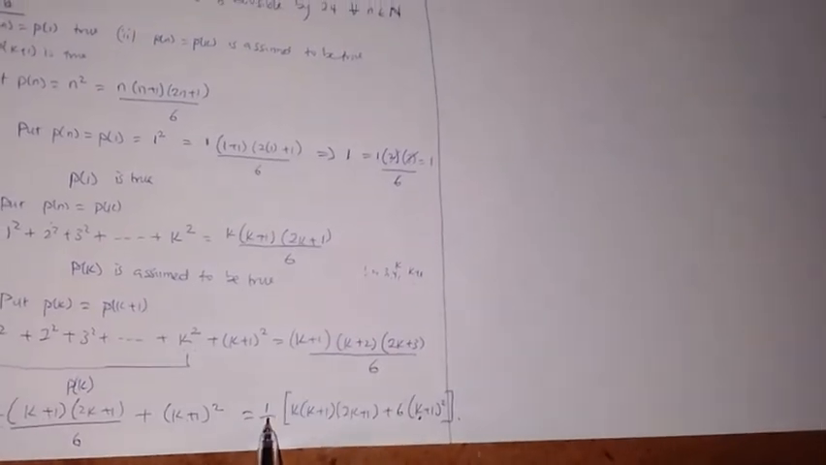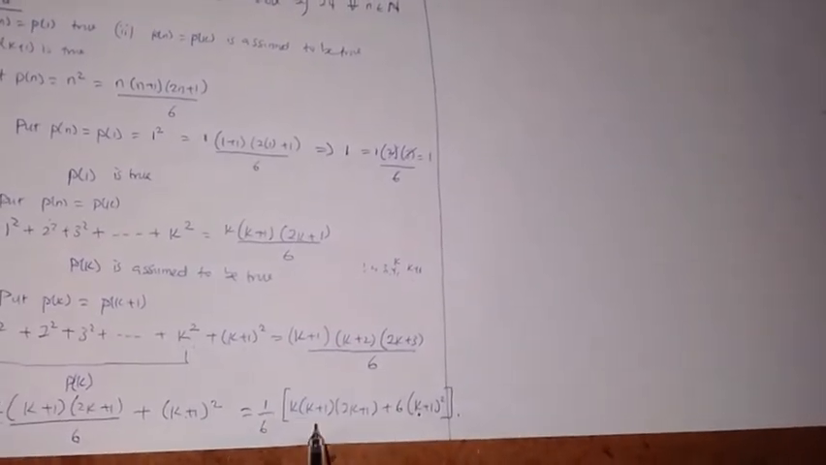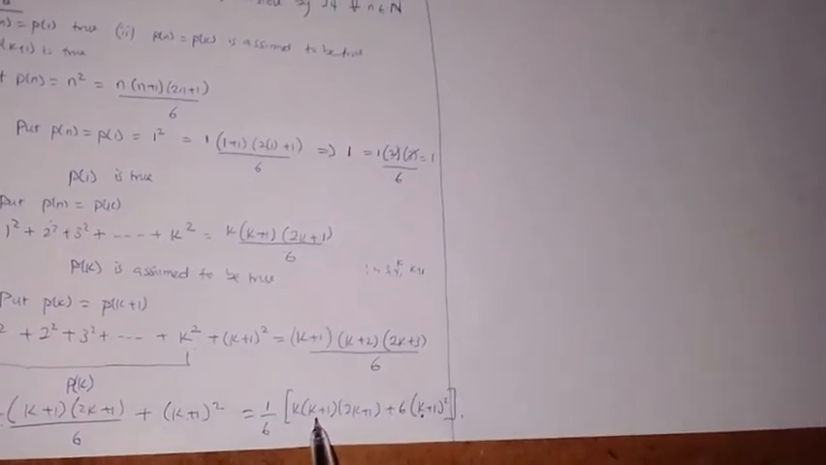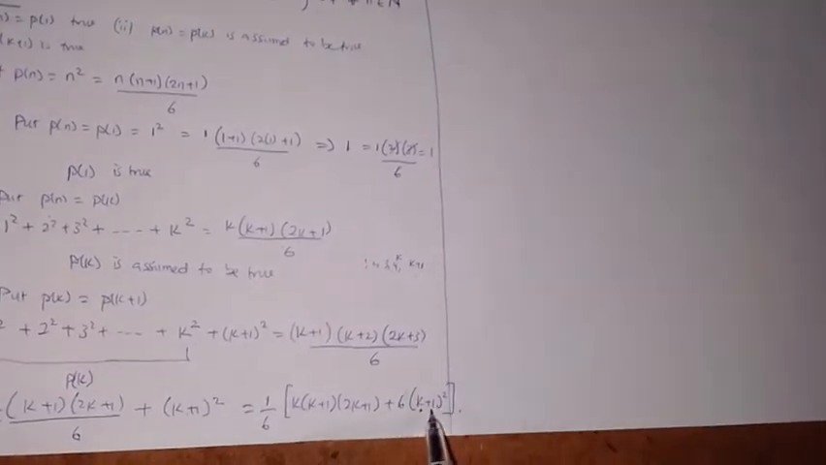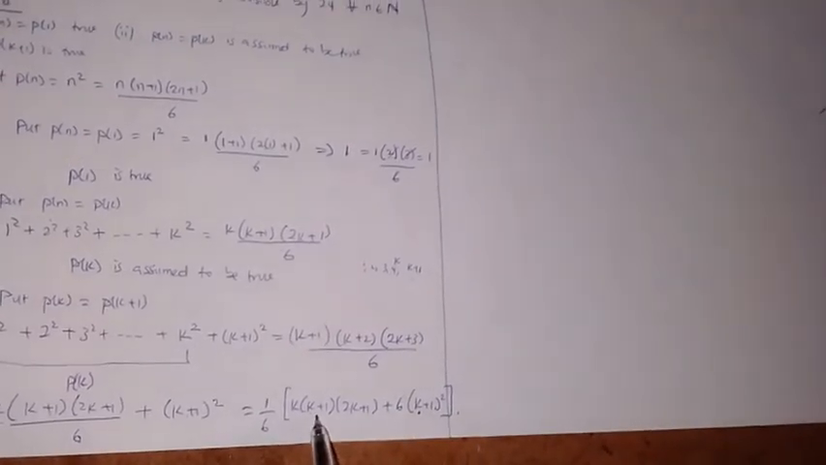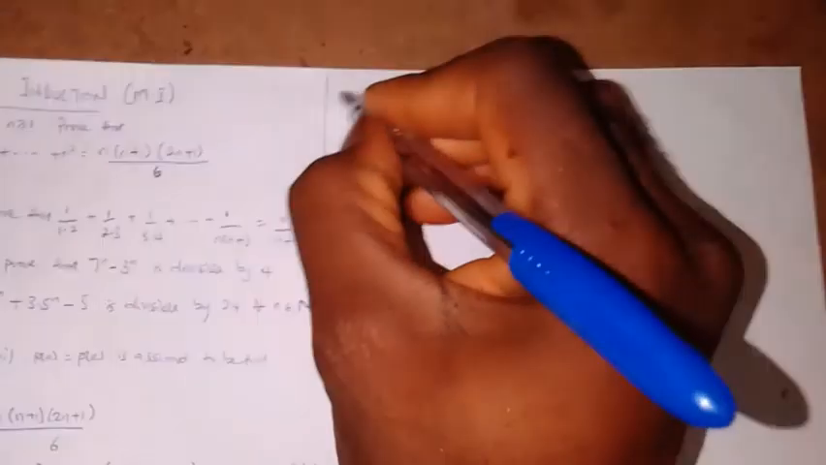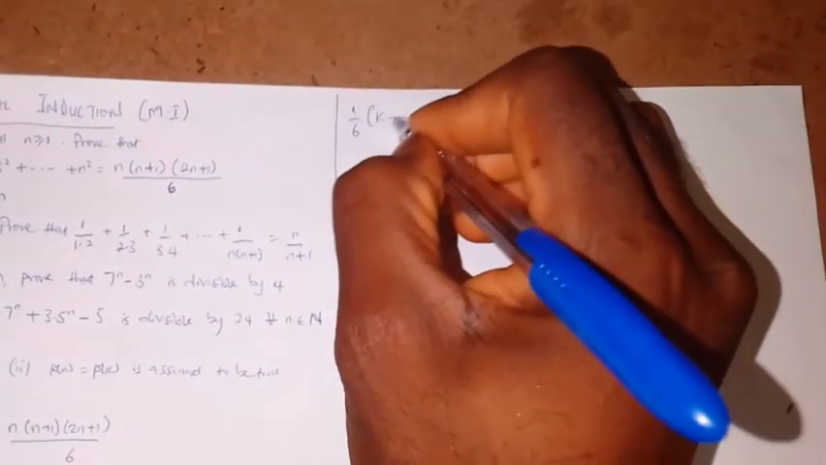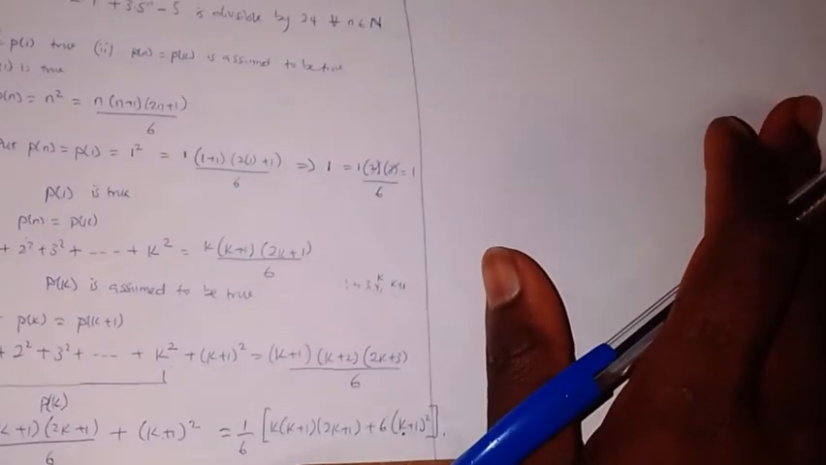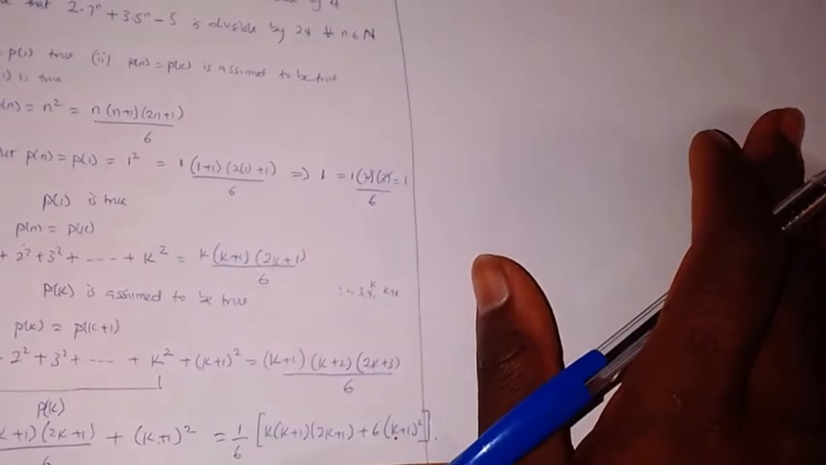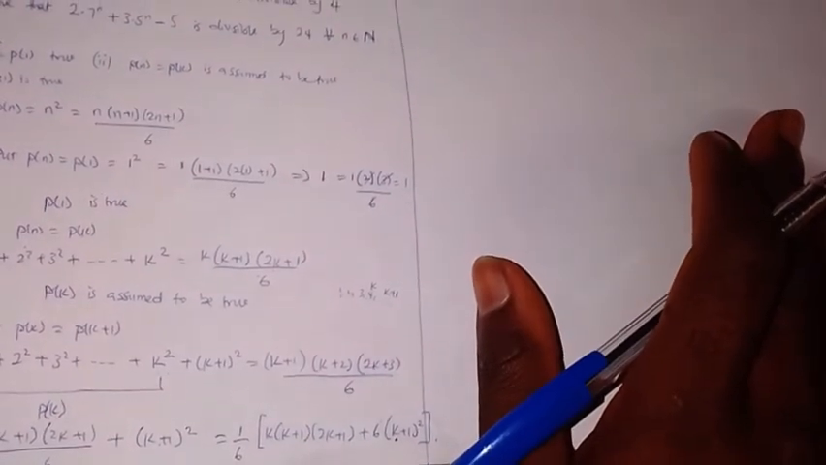So after I've brought out my LCM from this place, what will I do? Let me bring out what is common amongst them before I factorize. We have k plus 1, 2k plus 1. I have k plus 1 here. This one is squared, this one is just k plus 1 raised to power 1. So I can bring out k plus 1 to join 1 over 6. So in that case, I have 1 over 6 into k plus 1. What remains? I have k into 2k plus 1, then plus 6 into k plus 1 raised to power 1.